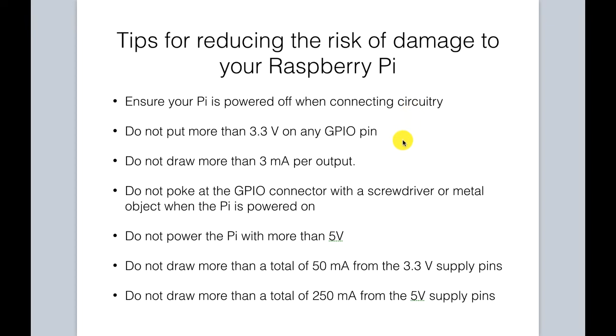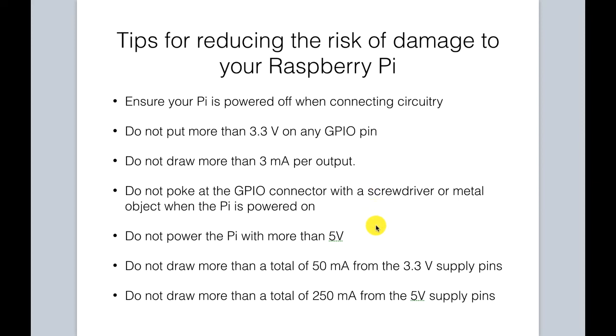Also, do not put more than 3.3 volts on any GPIO pin. This could potentially damage the pins and shorten the lifespan of your Raspberry Pi. It's also good practice to not draw more than 3 milliamps of current per output. More current can be drawn, but again, this could shorten the lifespan of your Raspberry Pi.